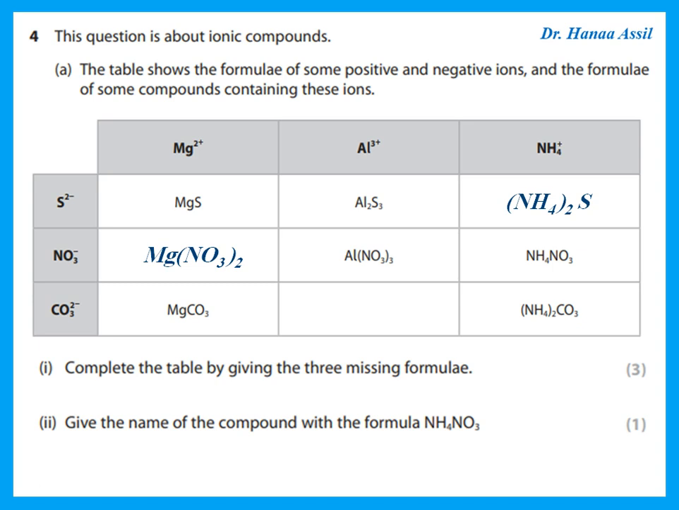Aluminium carbonate, aluminium valency 3, the 3 goes under the carbonate. The carbonate has a valency of 2, so the 2 goes under the aluminium. Please remember the valency of 1 goes under the other.